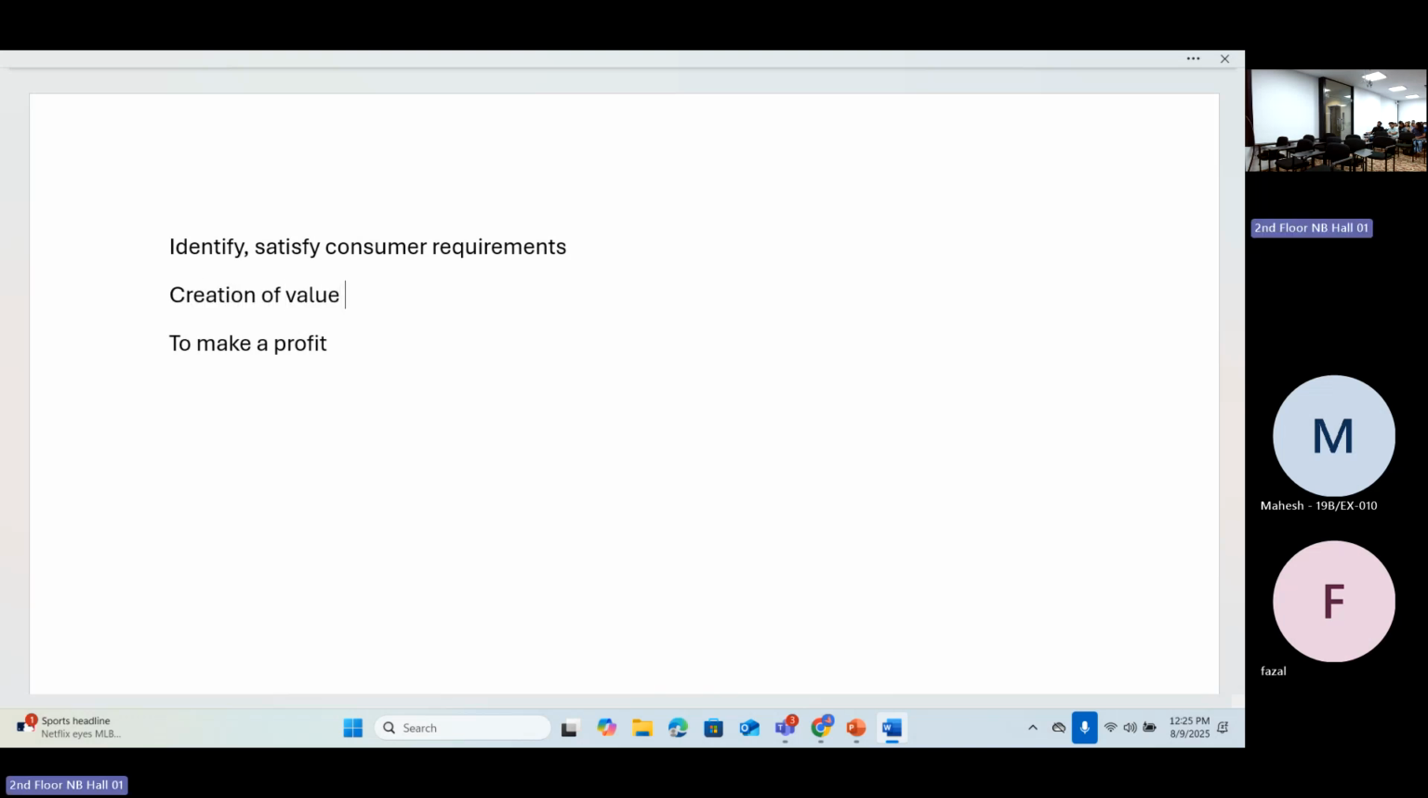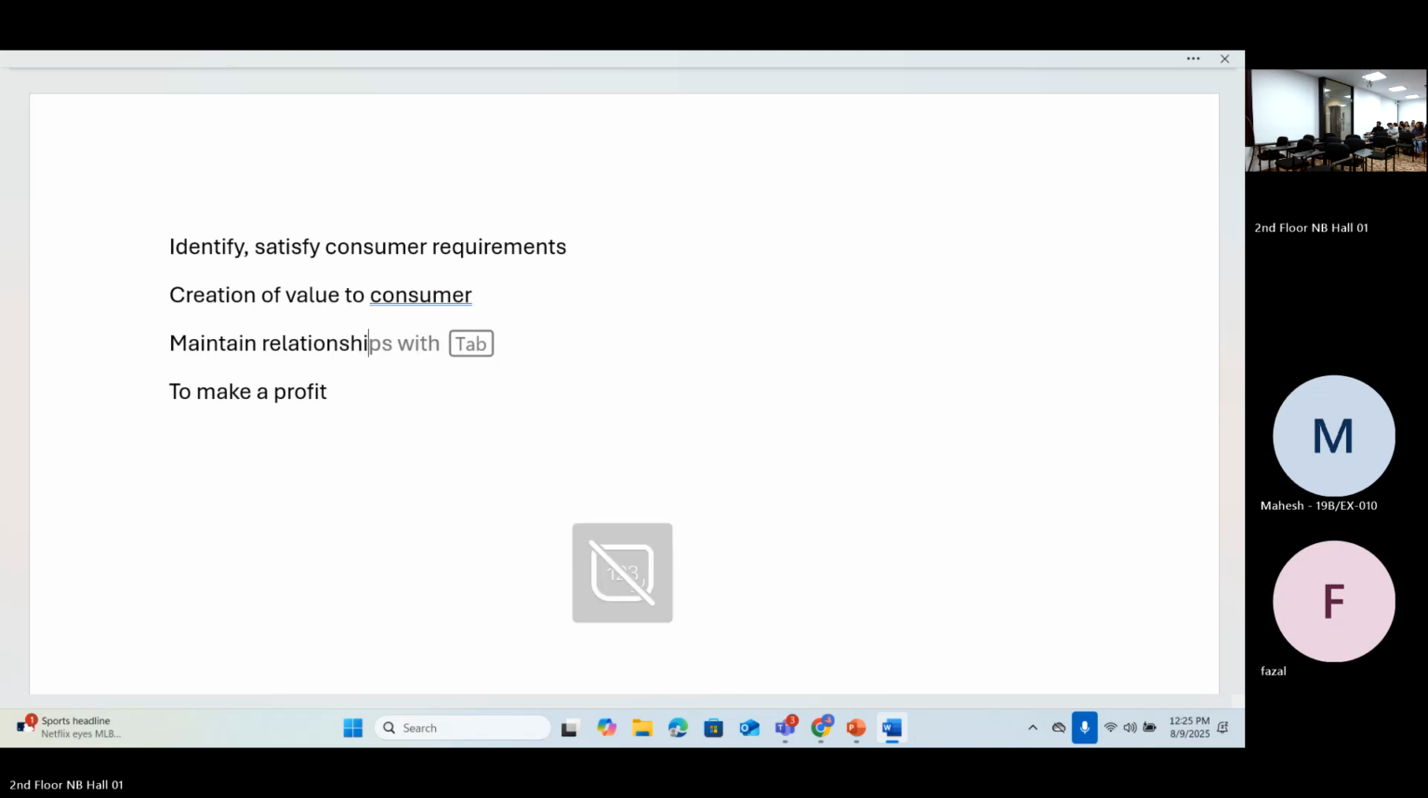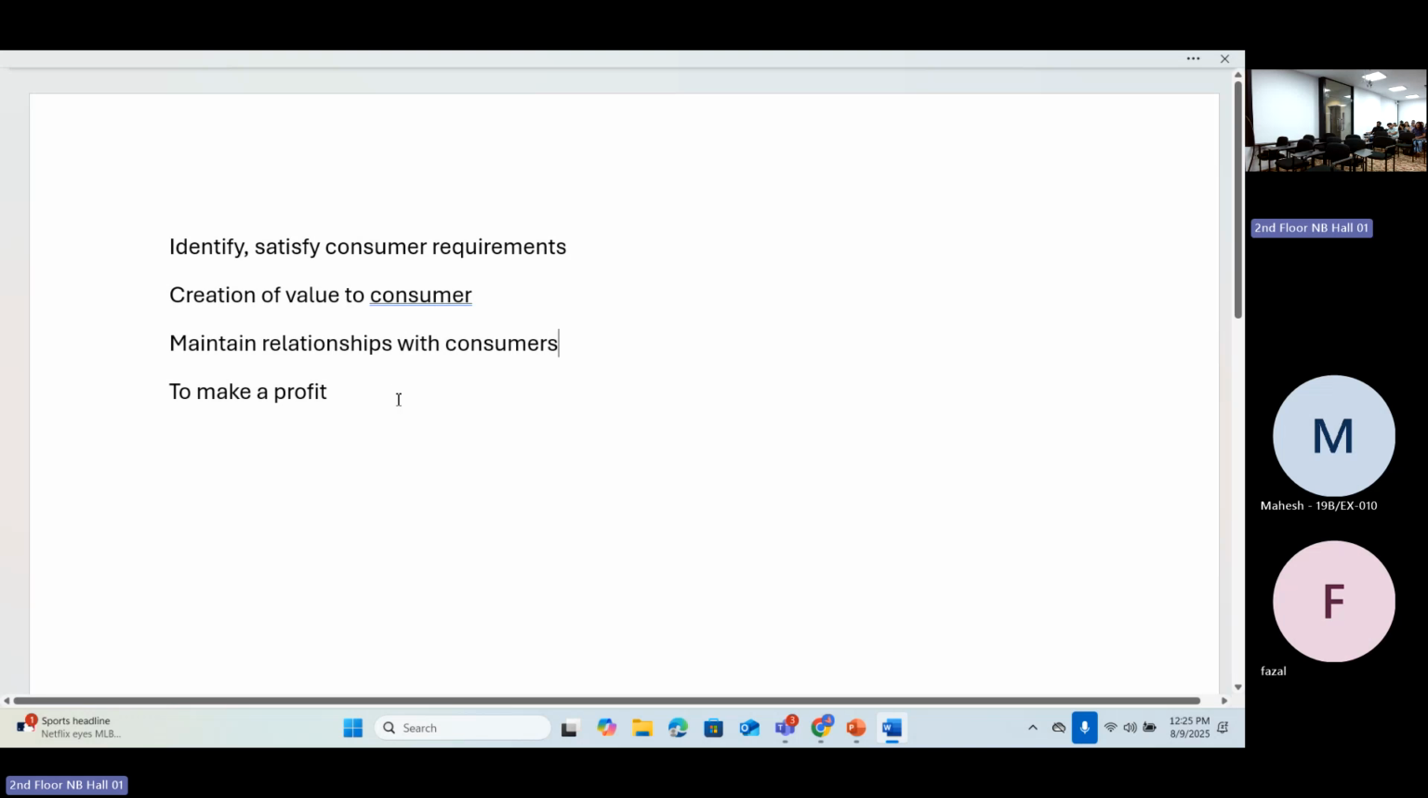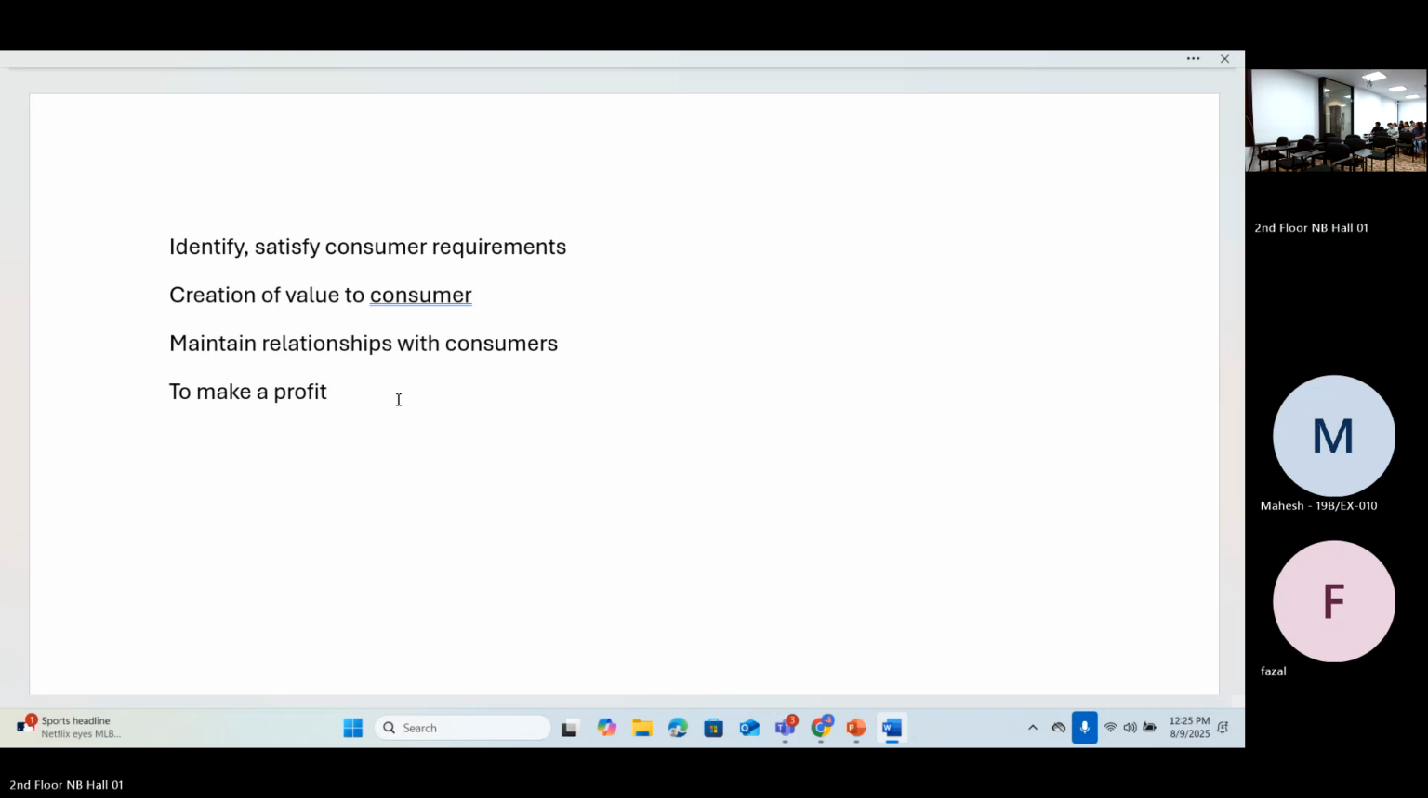Creation of value to consumer and maintain relationships with consumers and also to earn benefit. That I will put as the same thing as to make a profit. Then in the third one, same point is there, earning profit, creating profit.